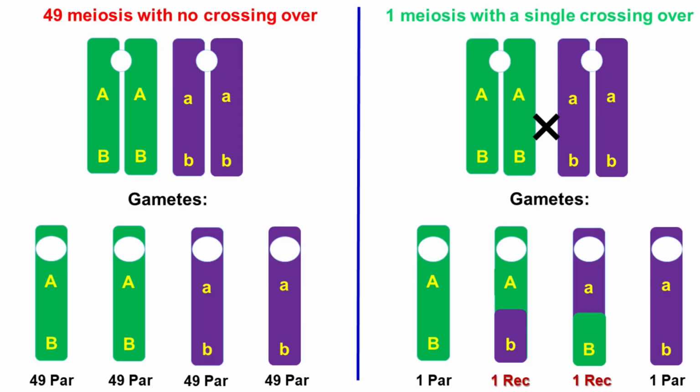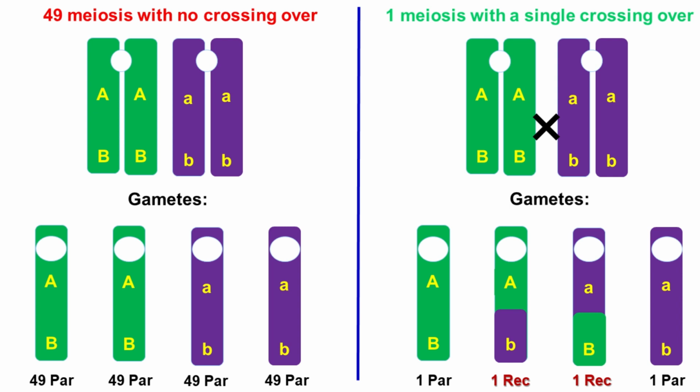For example, what if we have 50 cells? Each cell represents a meiotic event. Assume in 49 of the cells there is no crossing over. This means that genes A and B are inherited together as a unit. However, in one of the cells, crossing over occurs between the genes A and B. This breaks the linkage and creates new combinations of alleles.